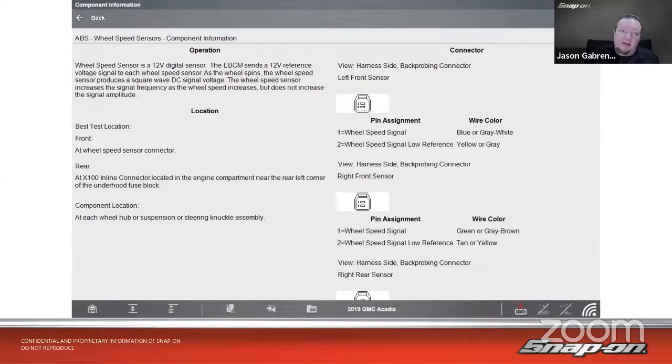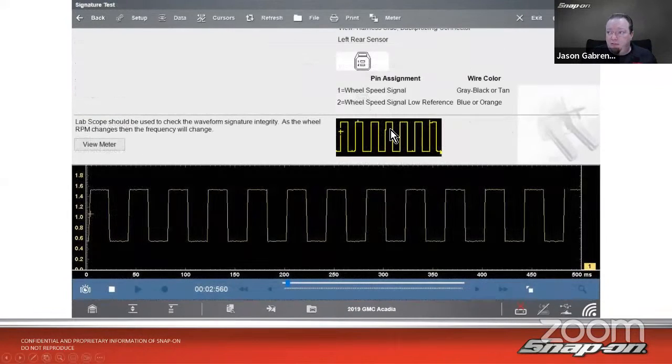And then we have our pin assignments here. If we go on to the lower part of this, it's going to show us what the square wave would look like. It's going to look very much like that, just a general square wave.